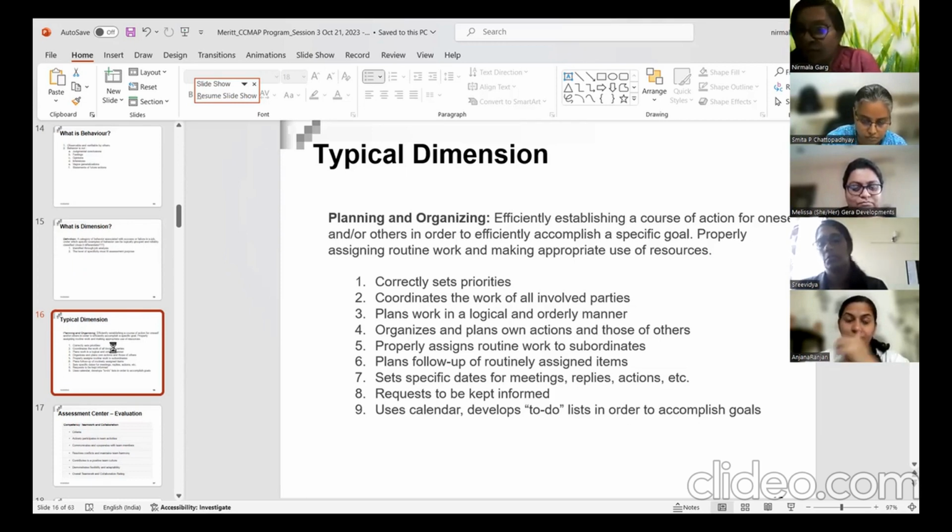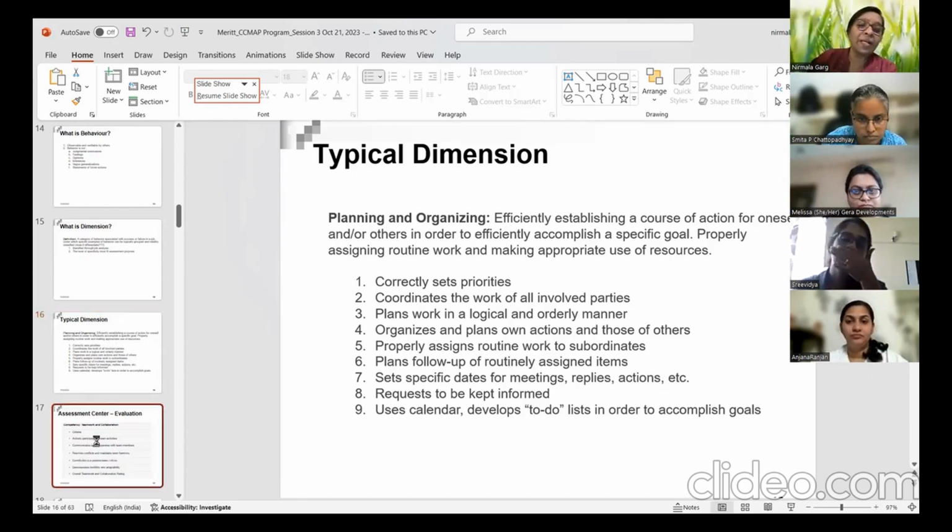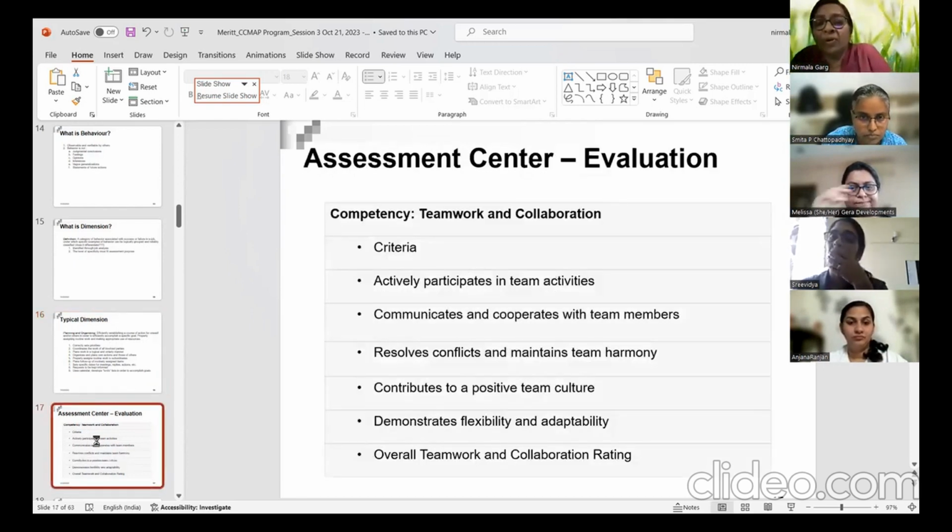So these are some of the behavioral indicators which you can see in a person who is good at planning and organizing. Will you say yes or no? Yes. Are you able to see it now? Let us look at another dimension, very important. Say, for example, I have to assess teamwork and collaboration.